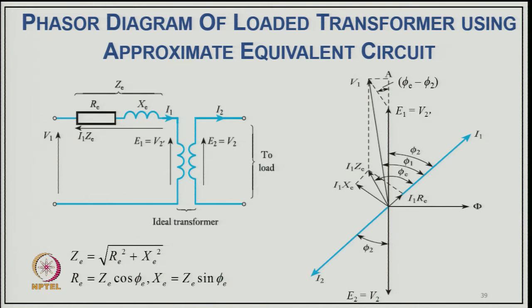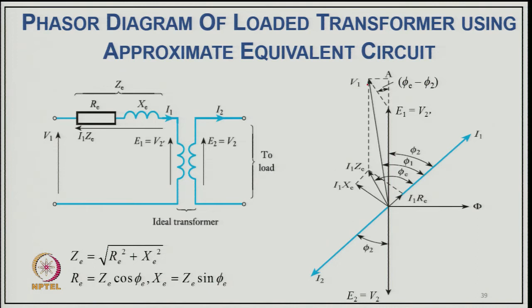Here we have the current I 2, which is I 2 referred to the primary side, from which we get I 1. You have the typical drop of I r plus I x, that is I z. That I z we add to E 1, so we get the total V 1. So this impedance drop plus E 1, the induced EMF of the primary side, gives V 1, the supply voltage.